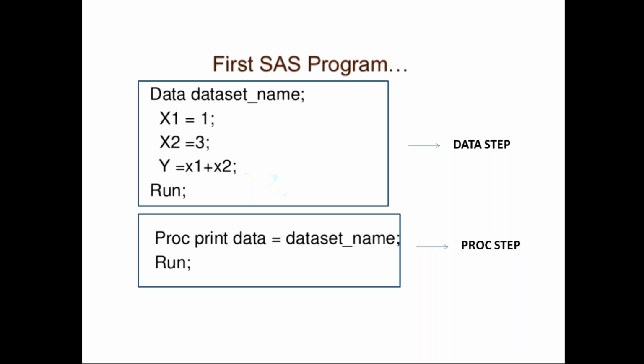You have the data step here, and in the proc step, what you're doing is just printing the data set. This is called a procedure. If you want to do any kind of analysis, or you want to generate a report, you can do that using the proc step.